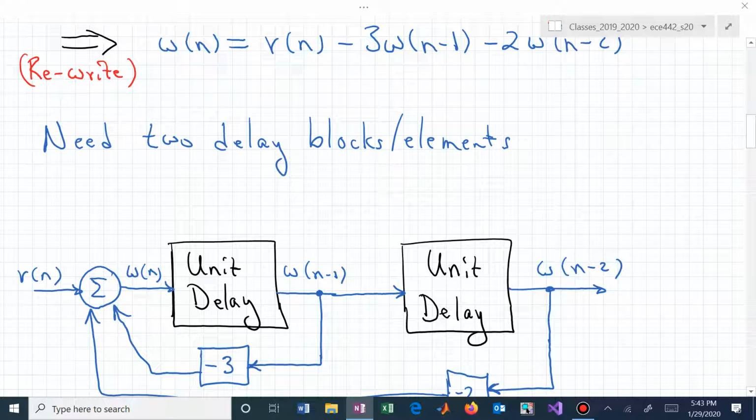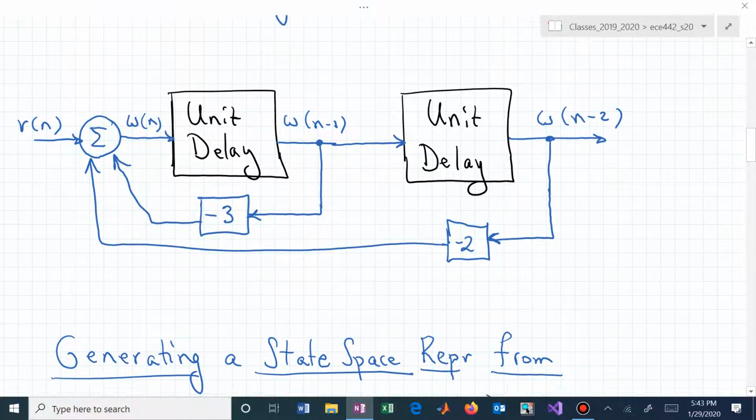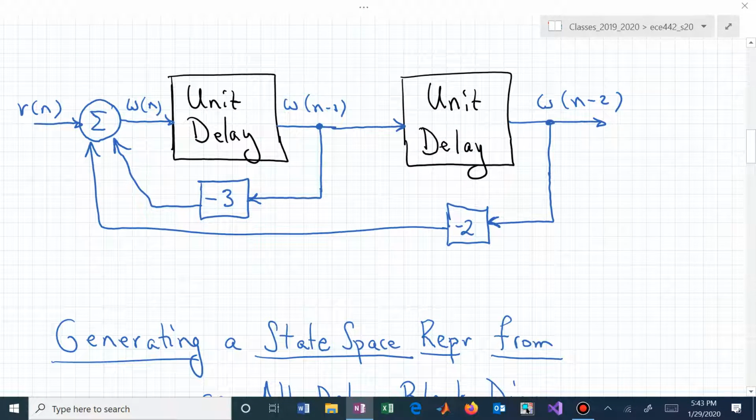R of n is some sequence of numbers. We can push those in, and out coming from the summing junction will be the behavior of W of n. That solves that difference equation. But once we have it in this form, now we can actually create a state space representation.